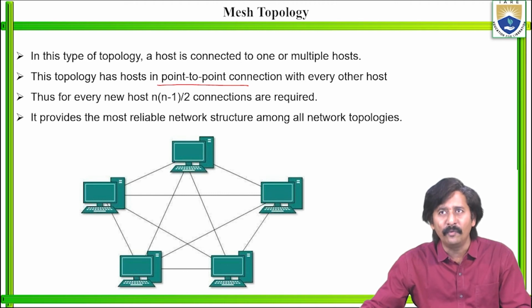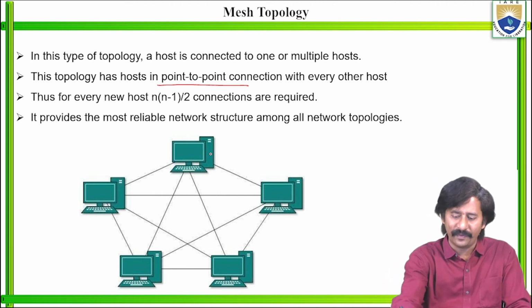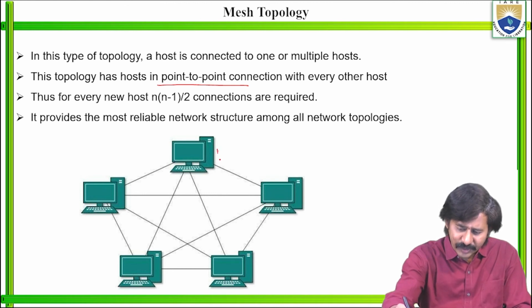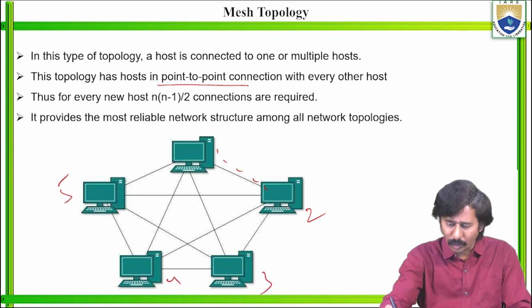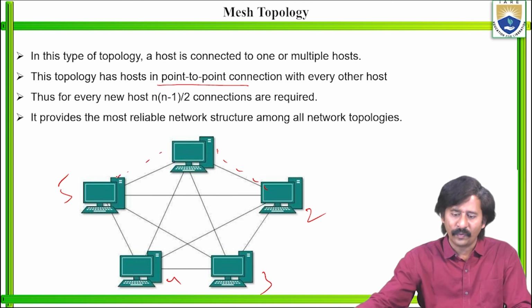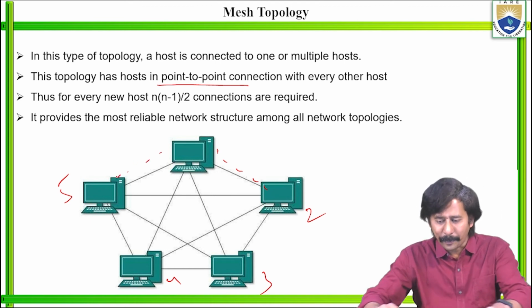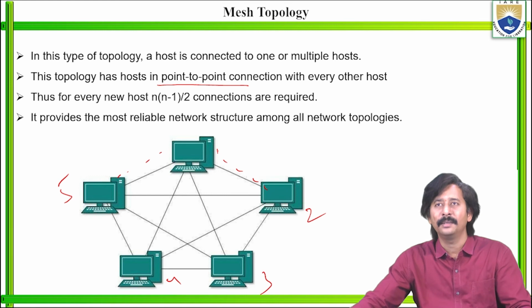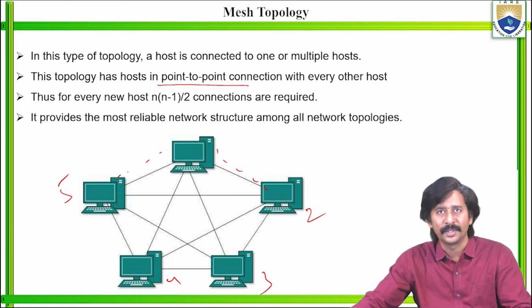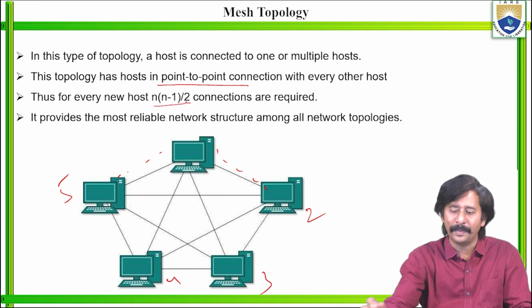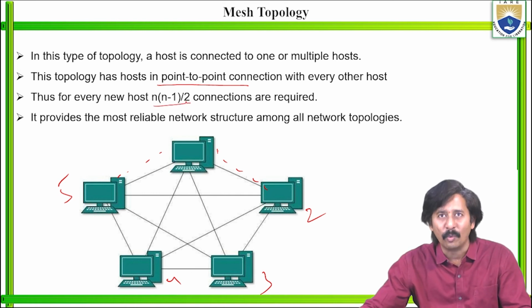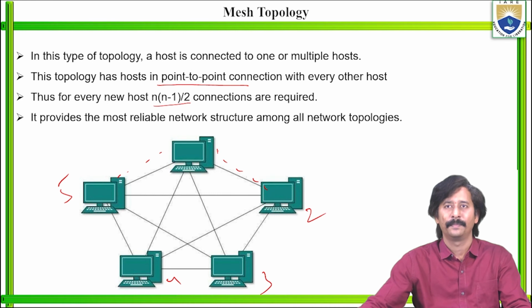Point-to-point connection with every other host. For example, this is node 1, which communicates with node 2, node 3, node 4 and node 5, which communicates with node 2 as well as node 5. So there is a point-to-point communication between every other host. So for every new host, n(n-1)/2 connections are required in mesh topology.